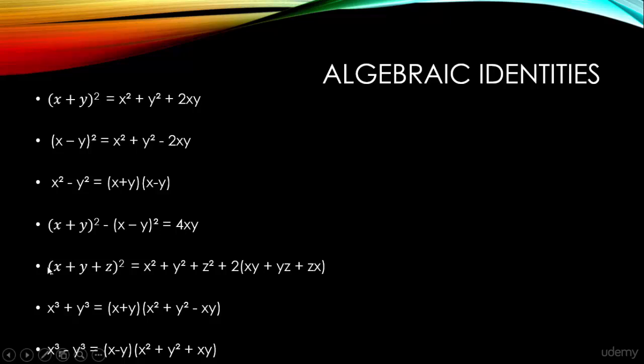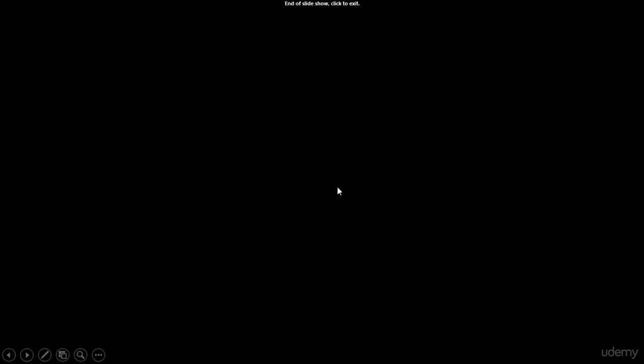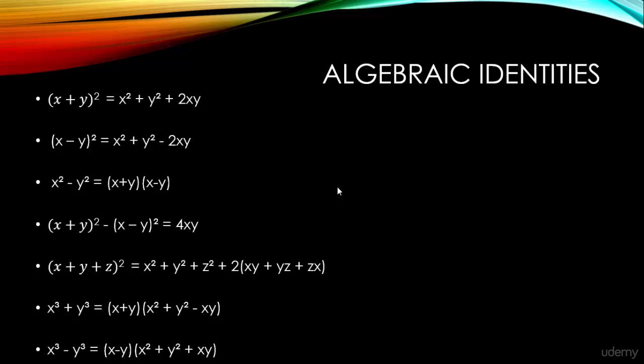x plus y plus z whole square is equal to x square plus y square plus z square plus 2 into xy plus yz plus zx. x cube plus y cube is equal to x plus y into x square plus y square minus xy. x cube minus y cube is equal to x minus y into x square plus y square plus xy.